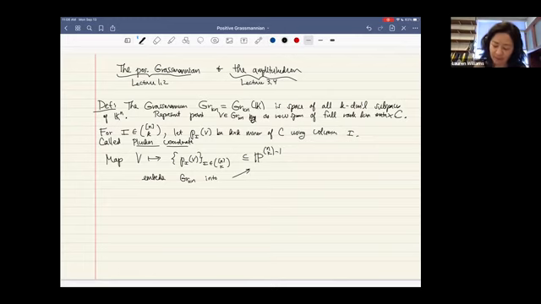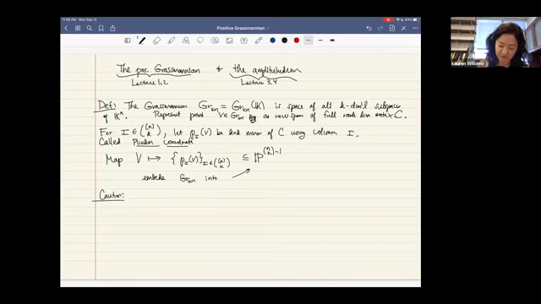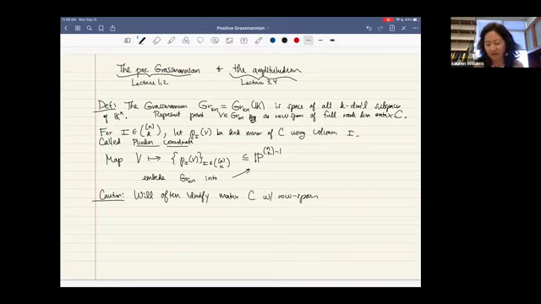Now I want to say right away that I'm often going to identify matrices with their row span when I talk about elements of the Grassmannian. So let me just say that once and for all, and that I'll abuse notation like this when I'm talking about the Grassmannian.